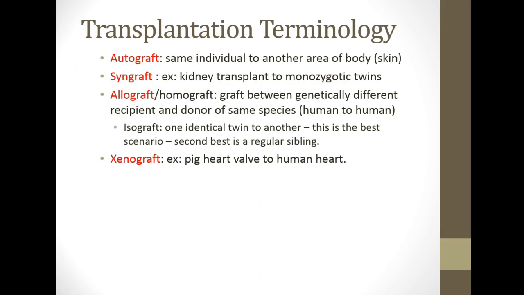That's a syngraft. An allograft is a graft between a genetically different recipient of the same species. So this would be Sally Sue and Kelly. Sally Sue gives Kelly her kidney. That is an allograft, okay? Human to human. An isograft is one identical twin to the other. This is similar to a syngraft. And a xenograft would be like an animal to a human, like a pig heart valve or something to a human.